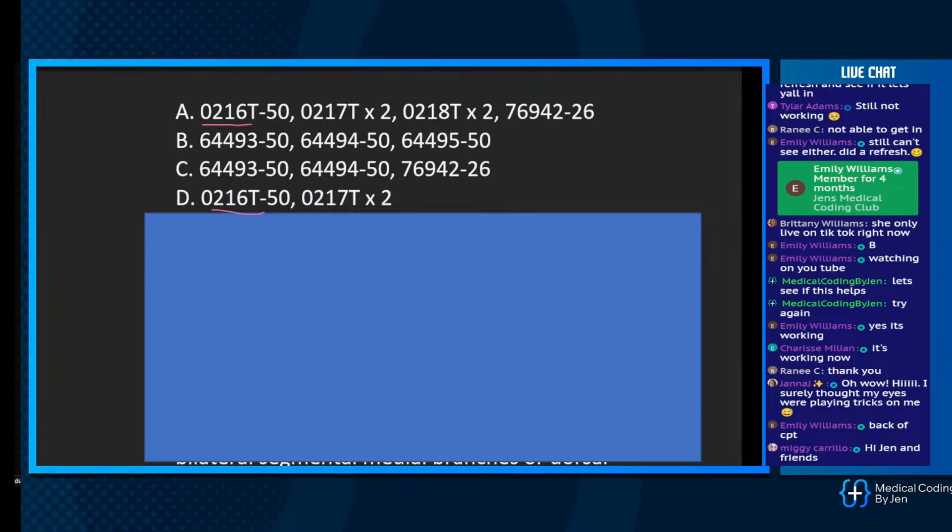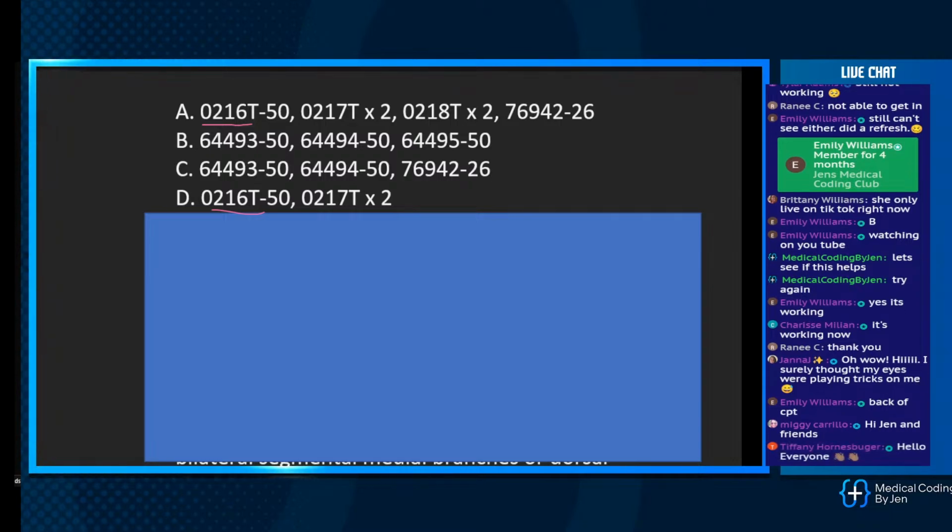Where is our 0216T code? Where is that? Hey Tiffany, good to see you. Yep, it's a category 2 code.